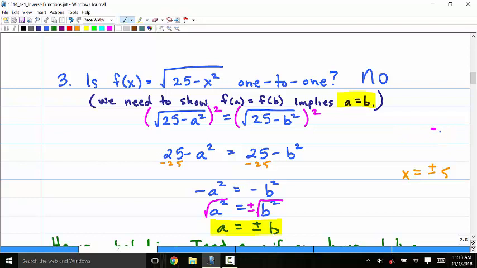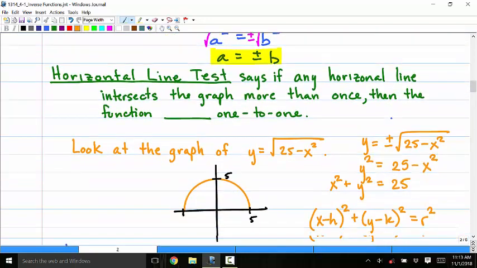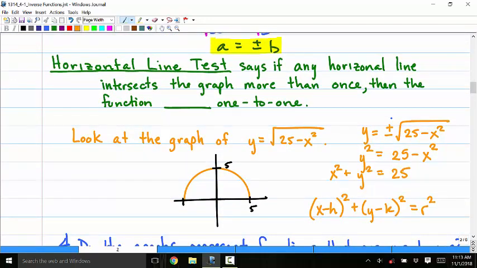Okay, how many of you like showing that a function is 1 to 1 by doing it algebraically? Ugh. All right, there's an easier way to do it. It's called the horizontal line test. The horizontal line test says if any horizontal line intersects the graph more than once, then the function is not 1 to 1.